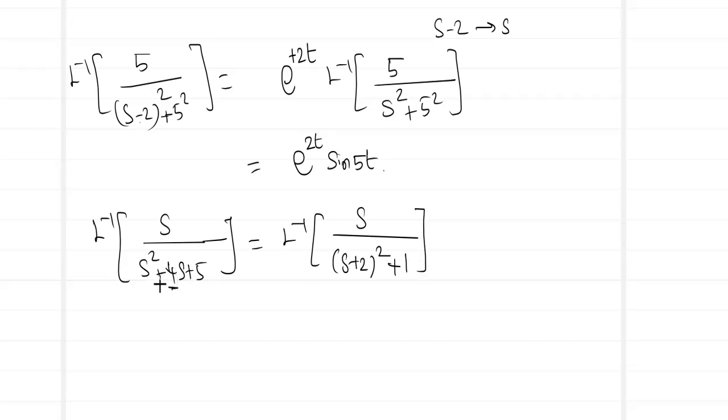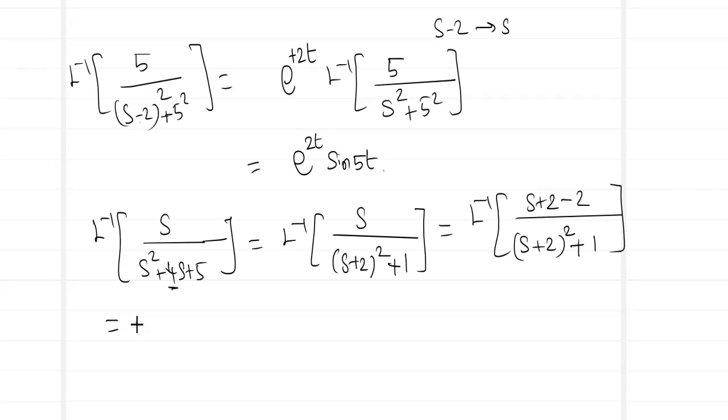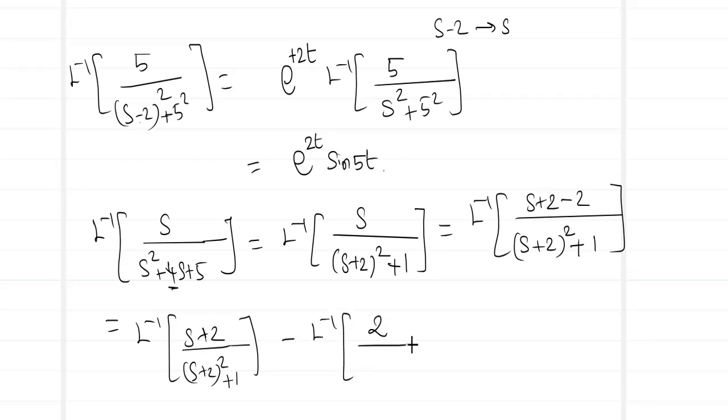We are making use of the property of converting into a perfect square. Now, you can notice that if I want to shrink, then it must be s plus 2 for shrinking. But in the numerator, I have just an s. In order to balance, I add and subtract a 2 in my numerator. In which case, I make this s plus 2 minus 2 divided by s plus 2 the whole square plus 1. Now, split it into two terms: s plus 2 divided by s plus 2 the whole square plus 1, and minus Laplace inverse of 2 divided by s plus 2 the whole square plus 1.